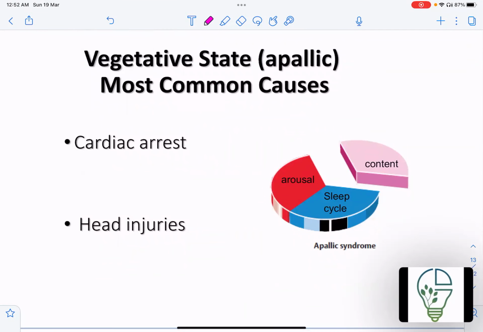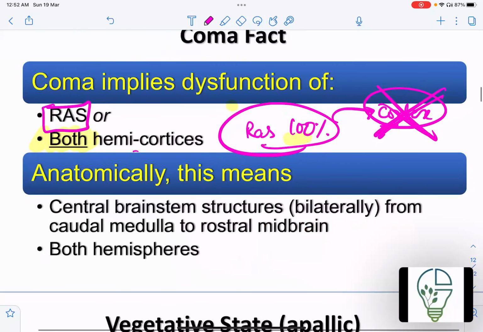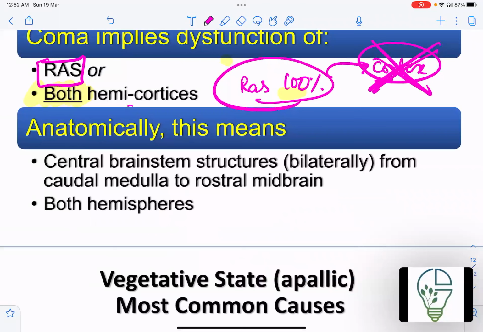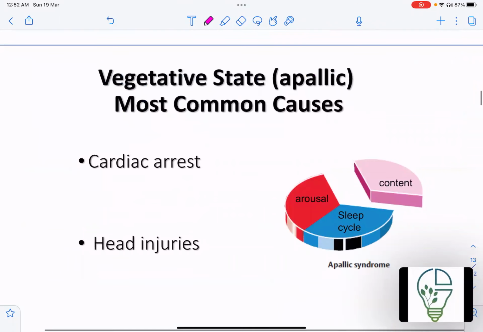Now, that is why it's important to understand that it could be either. It's not always that the patient has just the RAS problem. It could also be the cortices, right? So anatomically, it's just what I explained in words. It could be the brainstem, anywhere from the caudal medulla to the rostral midbrain, or both hemispheres. Because, like I said, if one part's working, the RAS will still project to that one part.